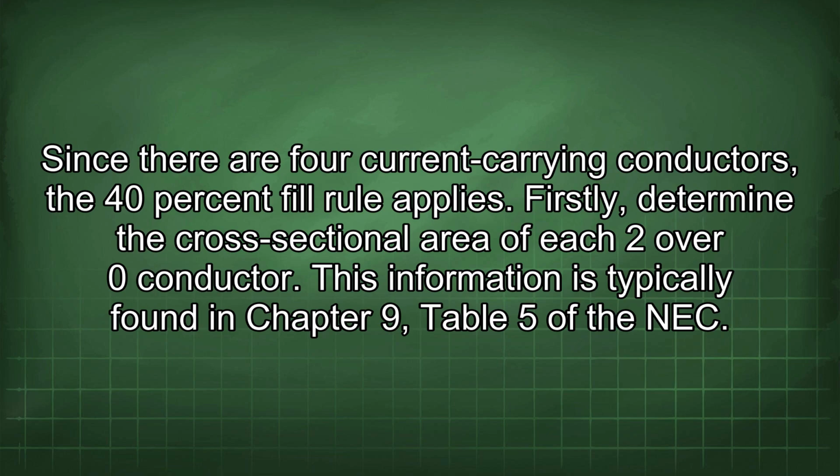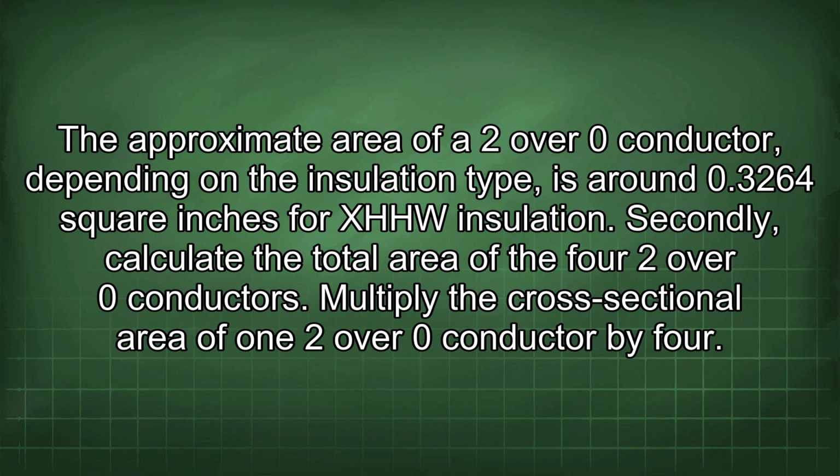Firstly, determine the cross-sectional area of each 2/0 conductor. This information is typically found in Chapter 9, Table 5 of the NEC. The approximate area of a 2/0 conductor, depending on the insulation type, is around 0.3264 square inches for XHHW insulation.